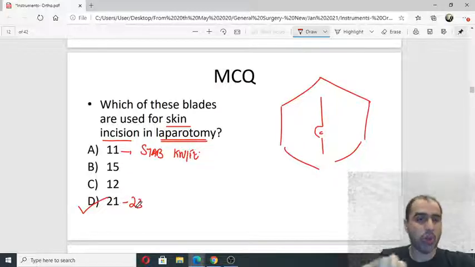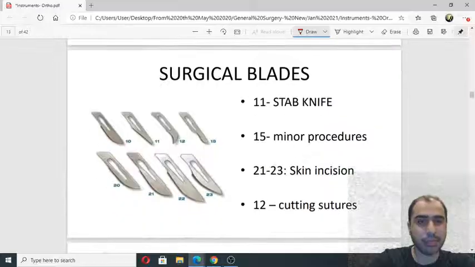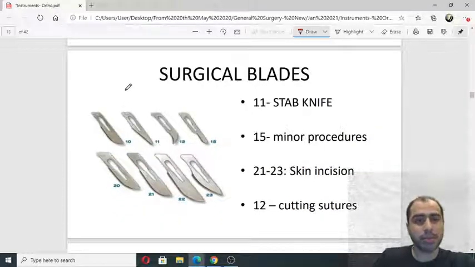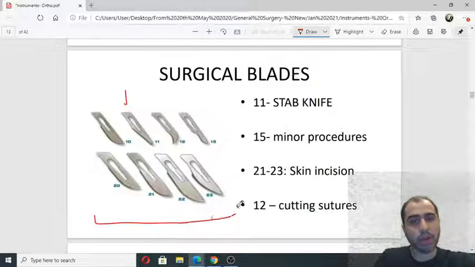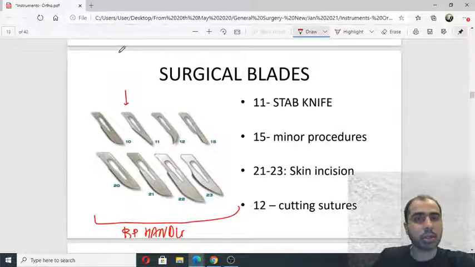I will show you all the blades. This is 11 number blade. Just look at the angle. It's a very small blade. All of these blades, mind you, are put on that BP handle which I showed you earlier, the Bard-Parker handle. This 11 number blade, just look at the tip. It's such a sharp curved tip like this.